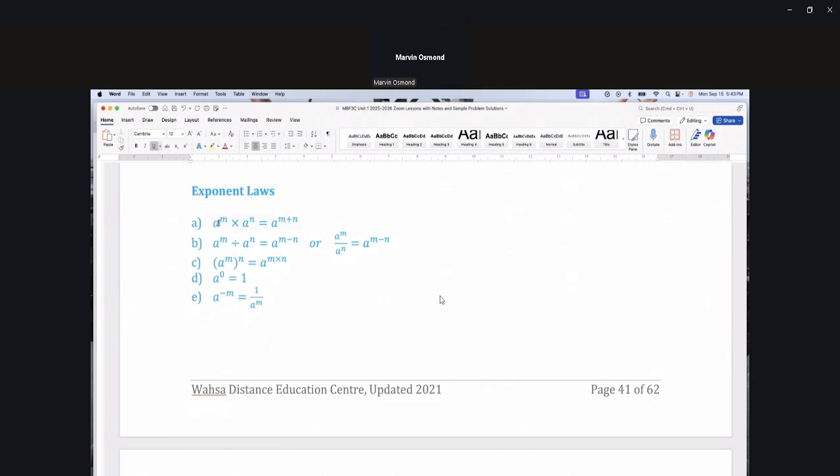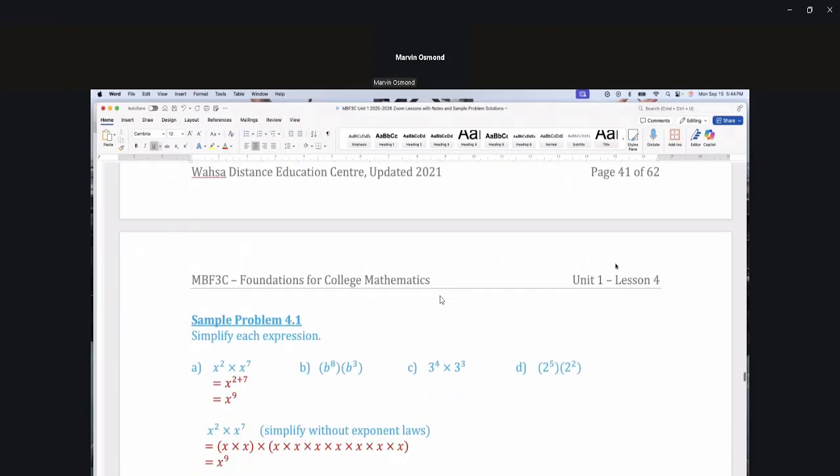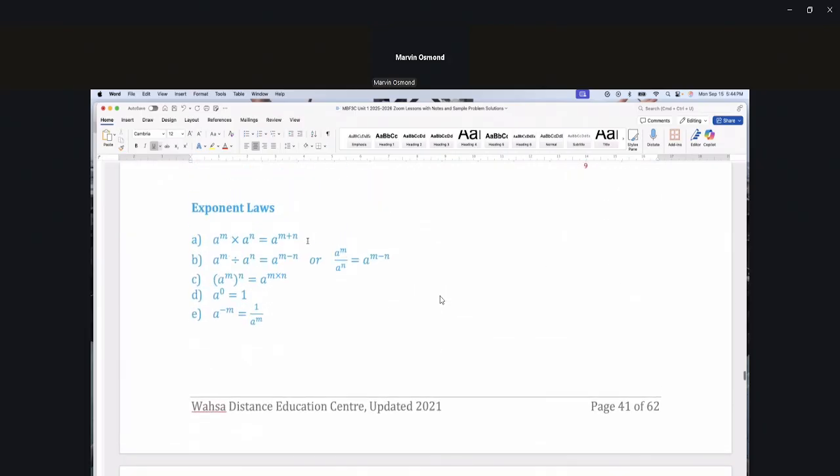So here, a to the power m times a to the power n. A is the base in each one of these, so the bases are the same. So now we can use the exponent law. So a to the power m times a to the power n is equal to a to the power m plus n. And we'll look at some examples a little bit later to illustrate these laws.